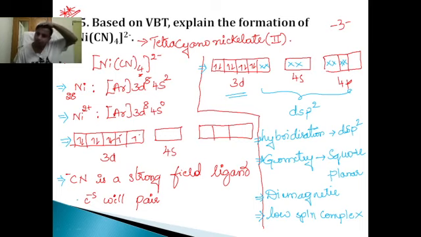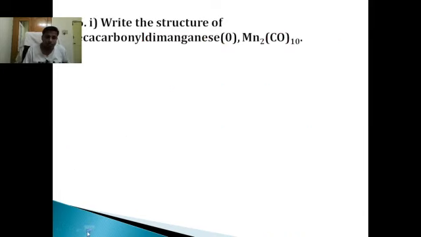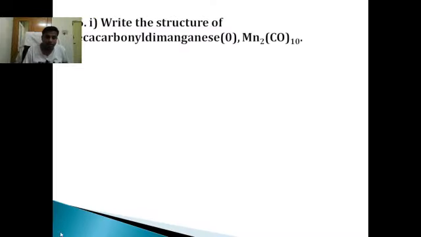Very simple. So in tetracyanonickelate(II), nickel involves dsp2 hybridization. Therefore, the complex is a square planar complex. Since there are no unpaired electrons, the molecule is purely diamagnetic. And since the inner d orbital is used for hybridization, it is a low spin complex. Correct? Yes, that's it. Now, I think the last question.